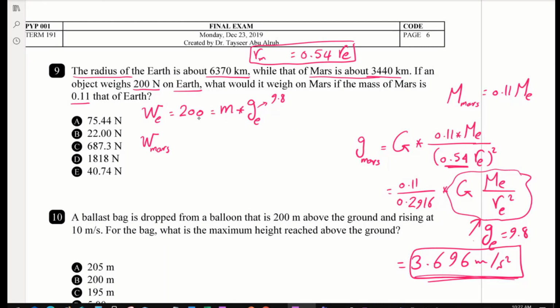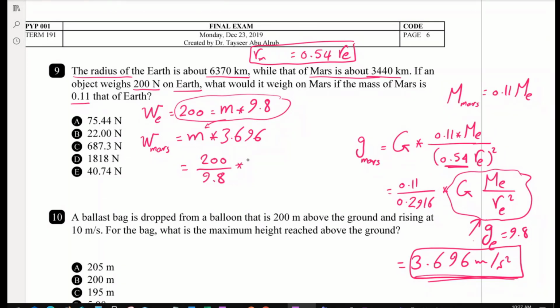So the weight on the Earth was 200 Newton, which is the mass times the gravity of the Earth, which is 9.8. We need the weight on Mars. The weight on Mars equals also the mass times 3.696. So you can get the mass from the first equation, plug it in the second equation. So the mass is what? 200 divided by 9.8 times 3.696. It will be 75.44. Okay. So this is the result.